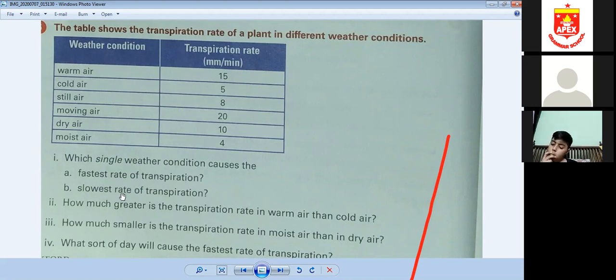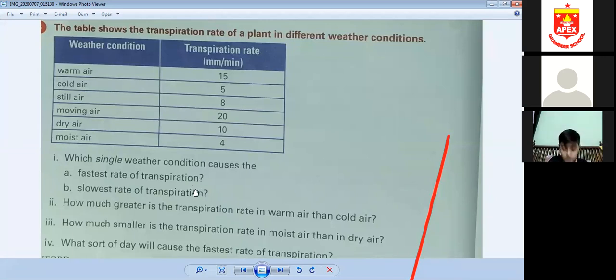Now B part, slowest rate of transpiration. Which one is the slowest rate? Moist air. This is the slowest rate. So what will be your answer? You will write here moist air. Here the answer will be moving air, and here the answer will be moist air.